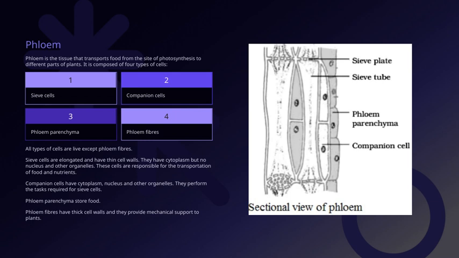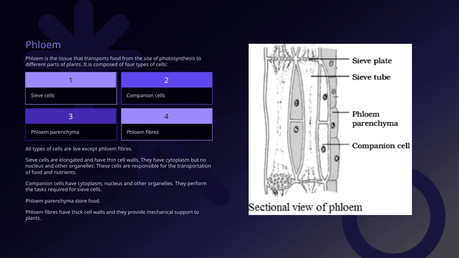First, we have the sieve cells, which are elongated and have thin cell walls. These cells are unique because they contain cytoplasm but lack a nucleus and other organelles, making them specialized for transporting food efficiently. They are responsible for moving nutrients and sugars around the plant.